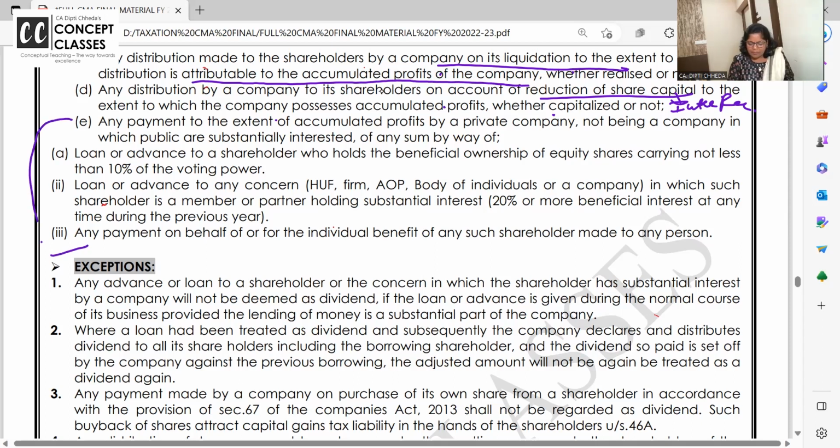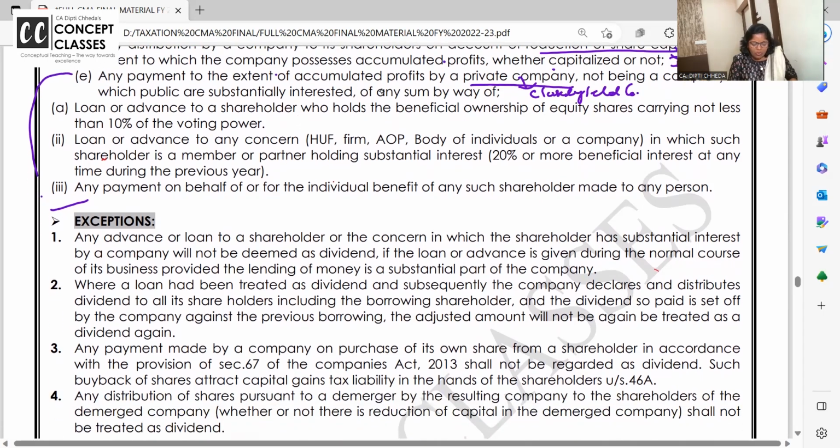This fifth point is for closely held companies. Closely held companies are also known as the private companies. इसको लिखो यहाँ पे, closely held company. And उसकी story थोड़ी अलग है, अभी हम पढ़ेंगे. Any loan or advance to shareholder who holds beneficial ownership carrying not less than 10% voting right. Out of accumulated profit, company has given loan to the shareholder. That loan will be treated as deemed dividend and taxable in the hands of shareholder.